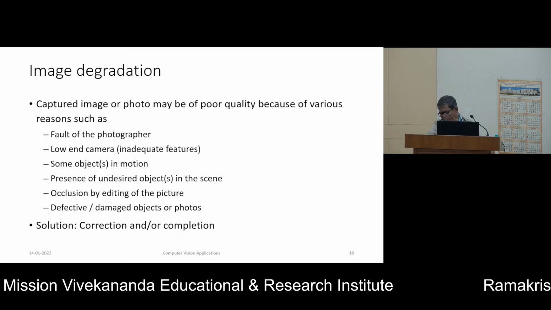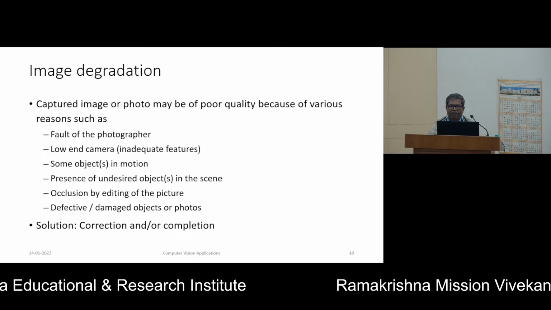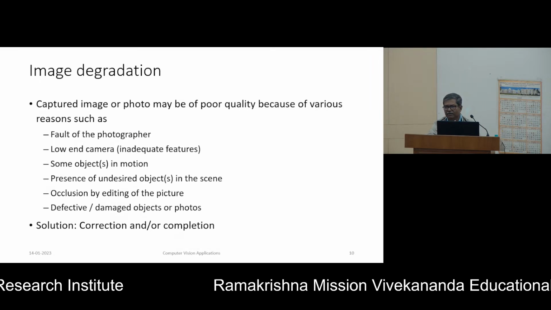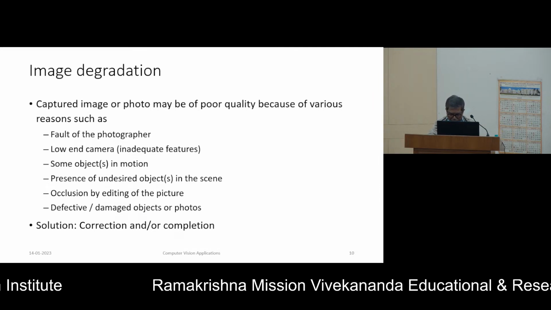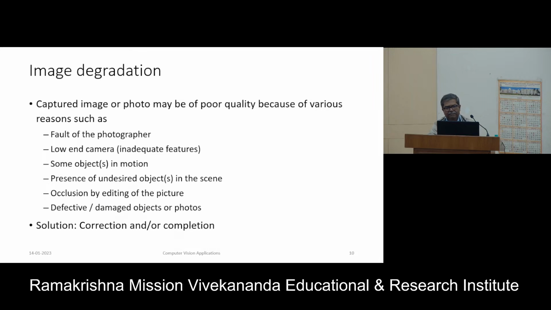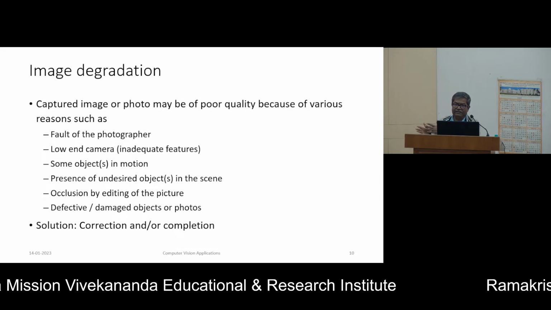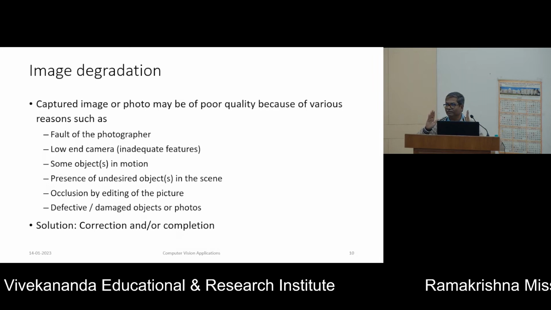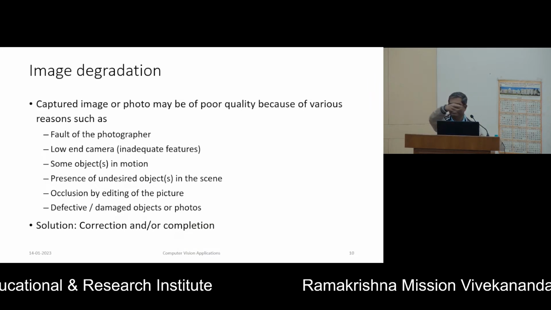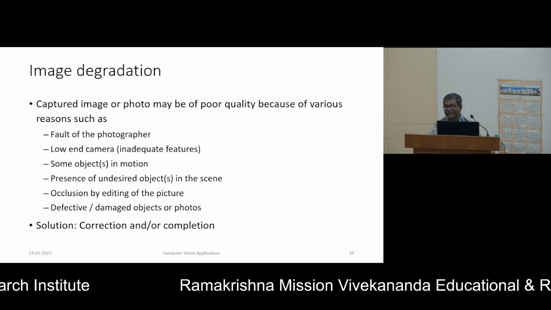Suppose the photographer is very smart and experienced, but the camera may be of very poor quality, a low resolution camera. Or the object may really be in motion, and there's nothing to help, either moving on a linear track or a curvilinear track. And sometimes there is the presence of undesired objects. Suppose you want to visit the Taj Mahal and take a picture of only the Taj Mahal. No, it's not possible, because all the time tourists are moving around the base. So many undesired objects are obscuring the Taj Mahal, at least the lower part.